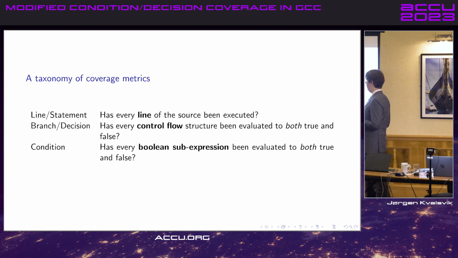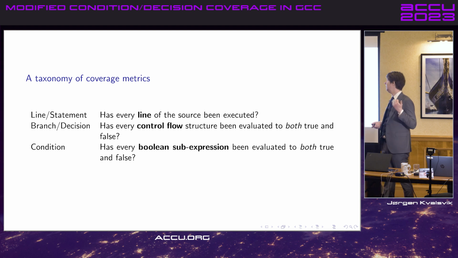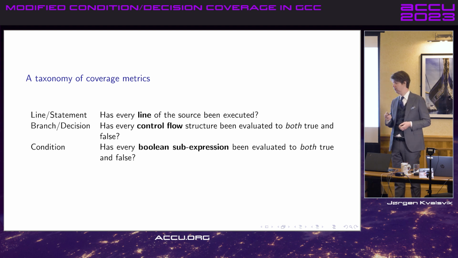Okay, so we have 3 very popular coverage metrics. It's the line or statement coverage, the branch or decision coverage, which pretty much means the same thing, and the condition coverage. And you break them down into answers to the questions: has every line of the source been executed? Has every control flow structure been evaluated to both true and false? And has every Boolean sub-expression been evaluated to both true and false, for line, branch, and condition coverage respectively?